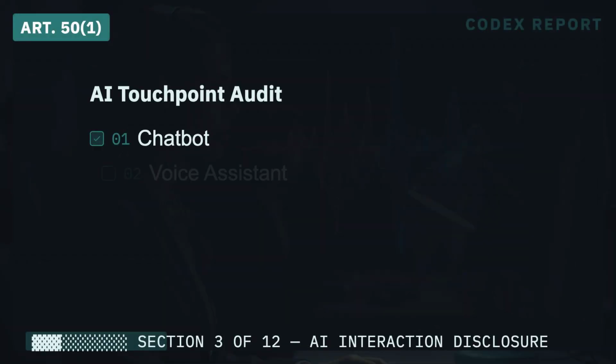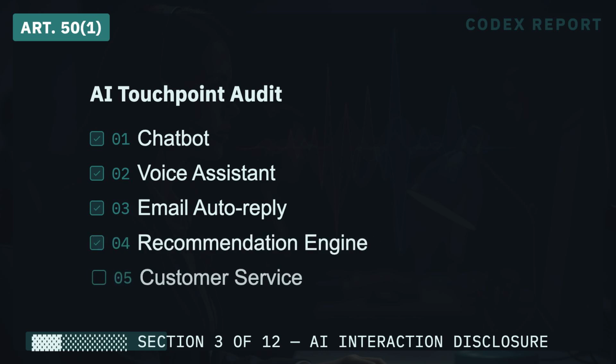For the compliance officer, the operational question is: audit every customer-facing AI touchpoint in your organization. For each one, ask, would a reasonably well-informed, observant and circumspect natural person recognize from the circumstances and context of use that they're interacting with an AI system? If the answer is not clearly yes, paragraph 1 requires the provider to build in identification, and you, as the deployer, should be verifying that your provider has done so.